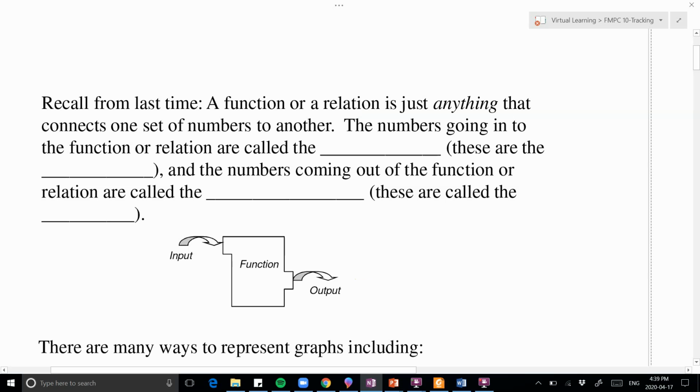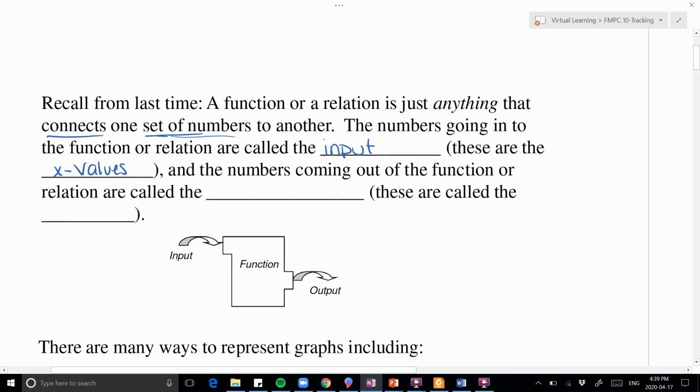So remember last time what we were talking about: functions or relations. They're anything that's connecting a set of numbers. So your set of numbers are all of your data points, right? What is my speed at 5 minutes? What is my speed at 10 minutes? Those are all the data that we are trying to connect. And when we look at that, we have 2 very different data points. We have the numbers that go in, which we call the input. These are our x values.